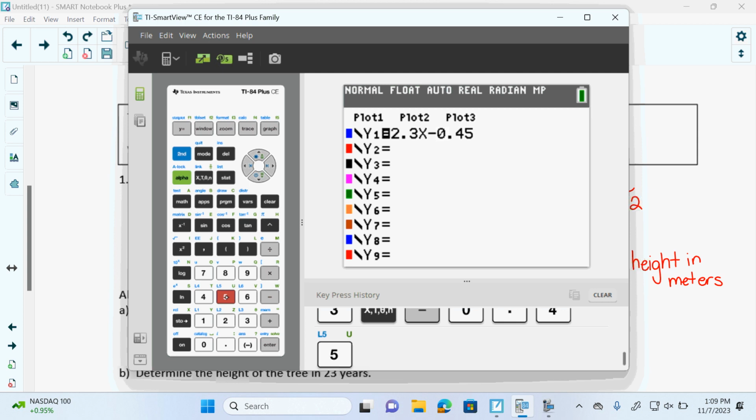Once again, I repeat, no one is using your calculator but you on a test. I am not using your calculator. So if you are not typing this in right now, it is not helpful to you.